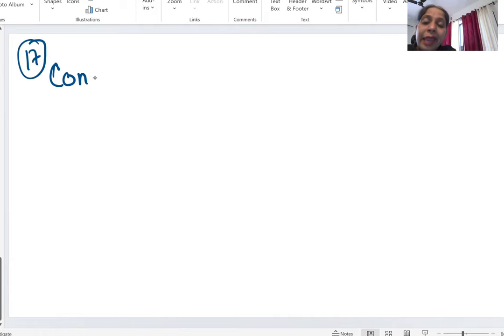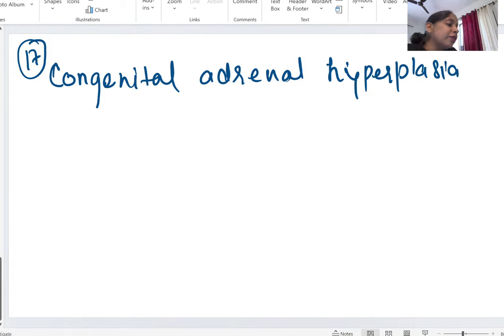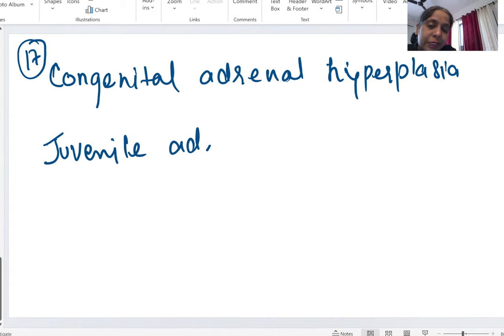There is one adrenal hyperplasia which is congenital, which we discussed. Now what if the enzymes 21 alpha hydroxylase and 11 alpha hydroxylase stop functioning in the juvenile age? Then it is known as juvenile adrenal hyperplasia. So this girl will be perfectly normal.